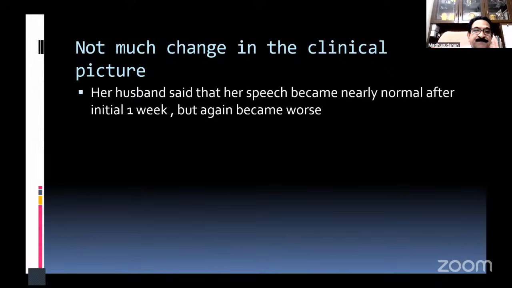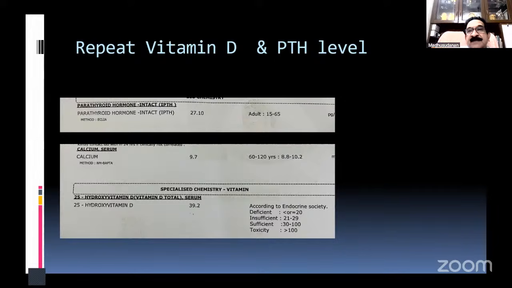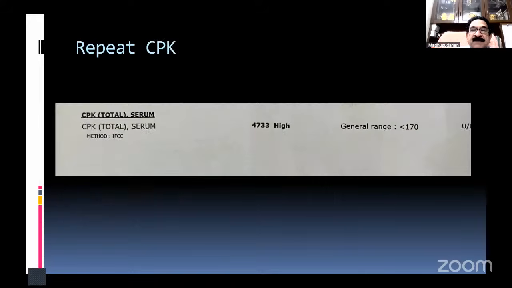That is the husband's version. So what he did was repeat the vitamin D and PTH. After giving the course of vitamin D, the parathormone became normal, calcium was already normal, vitamin D also became normal. But even after correcting this, the patient did not have much improvement. And see what has happened: even after correcting the vitamin D, the CPK has doubled. Initially it was 2000, then it went to 4700. So obviously it has nothing to do with the vitamin D.